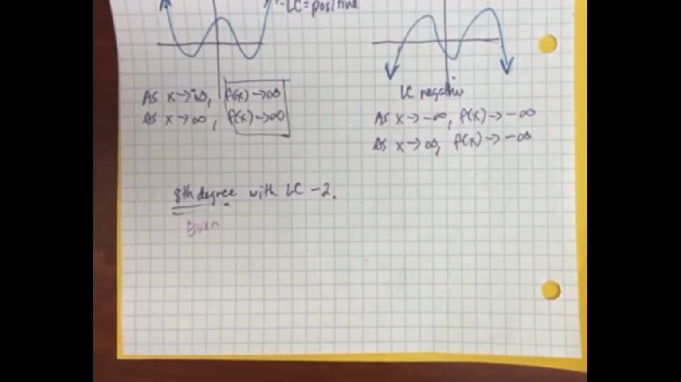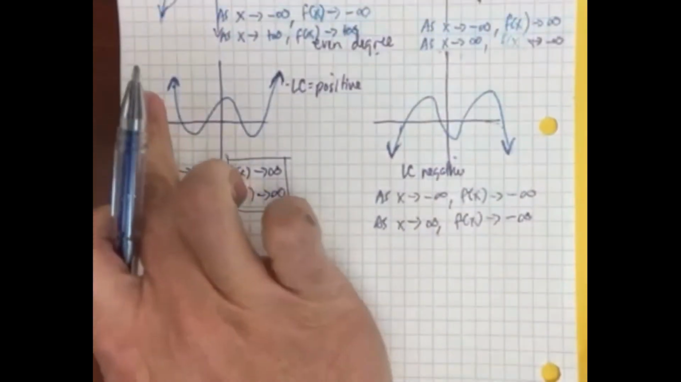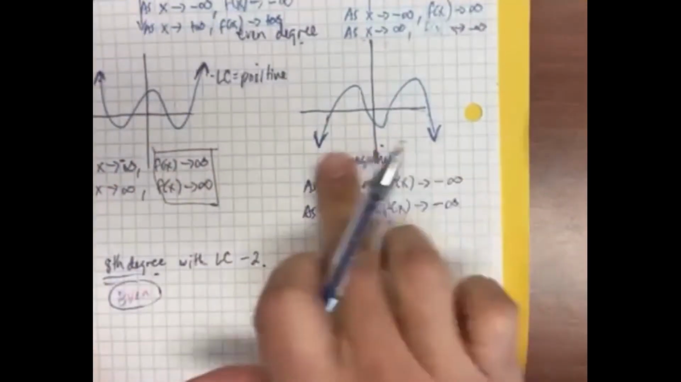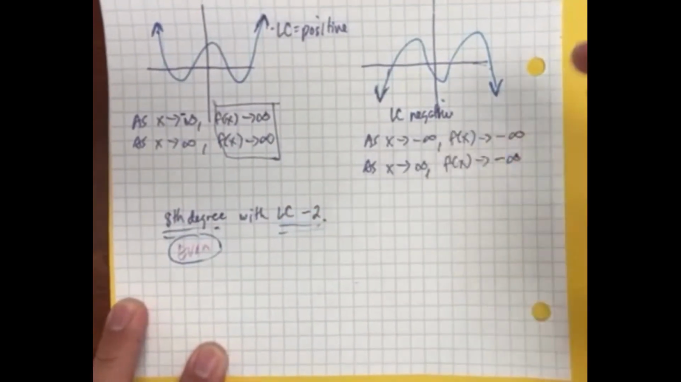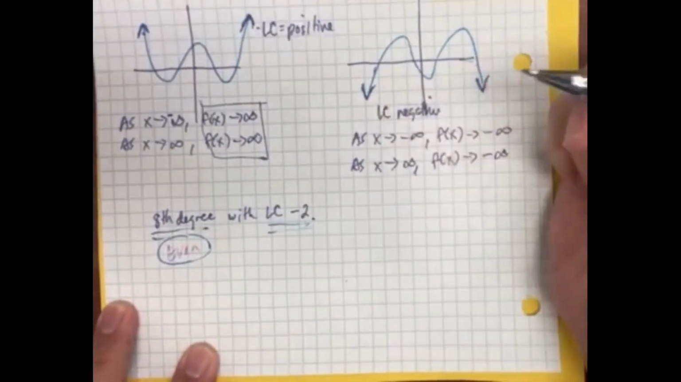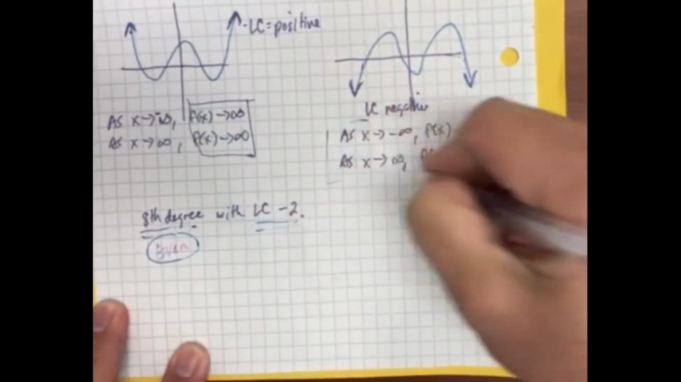So if that's an even number, eight degree is an even number. So it's either both of them are pointing up or both of them are pointing down. But the leading coefficient is negative, so therefore they're pointing down. So my end behavior will be similar to this one here.